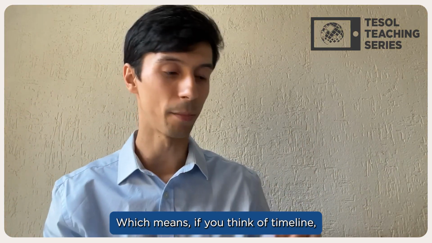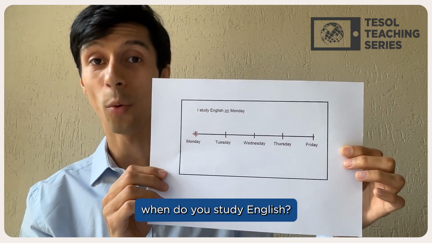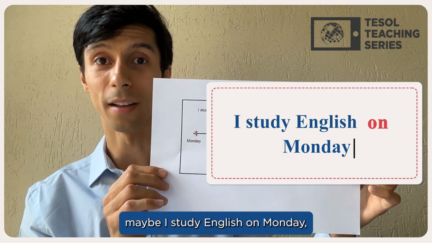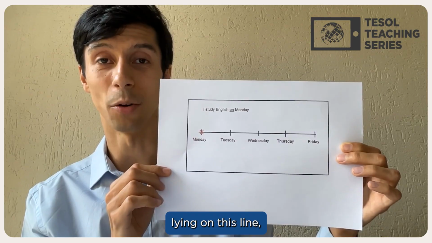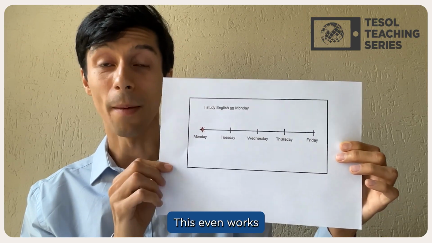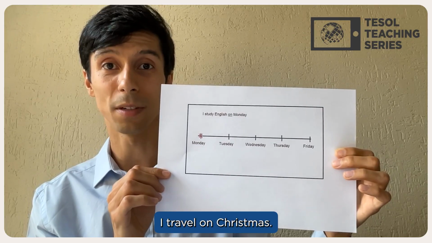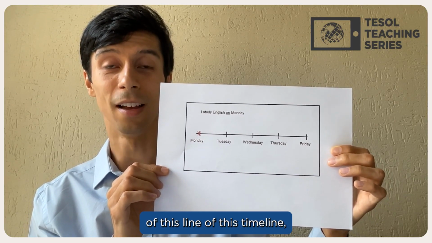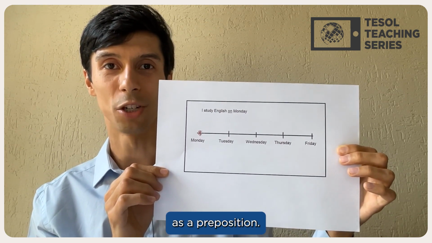Which means, if you take a timeline, picture this with me, of course, and I ask you, when do you study English? You can answer maybe, I study English on Monday, because that's where your point is lying on this timeline, on Monday. This even works for holidays, because for instance, I travel on Christmas. Christmas will always be the same part of this timeline. So whenever you have a specific day, you're going to be using on as a preposition.